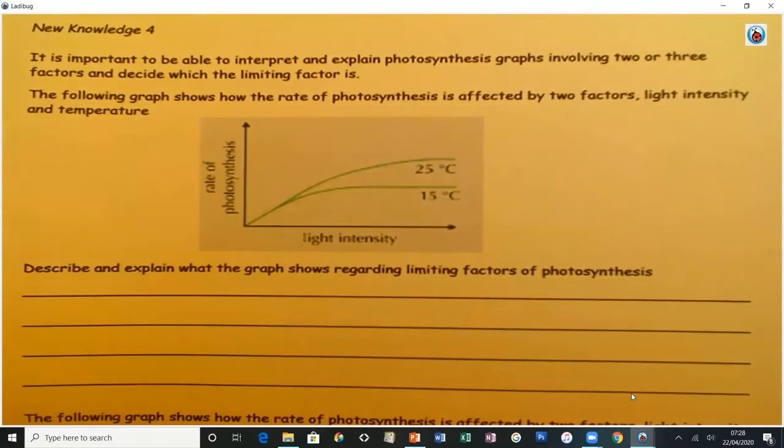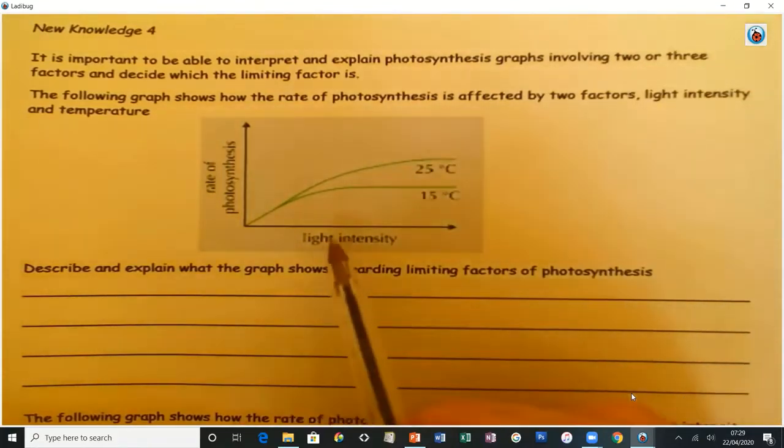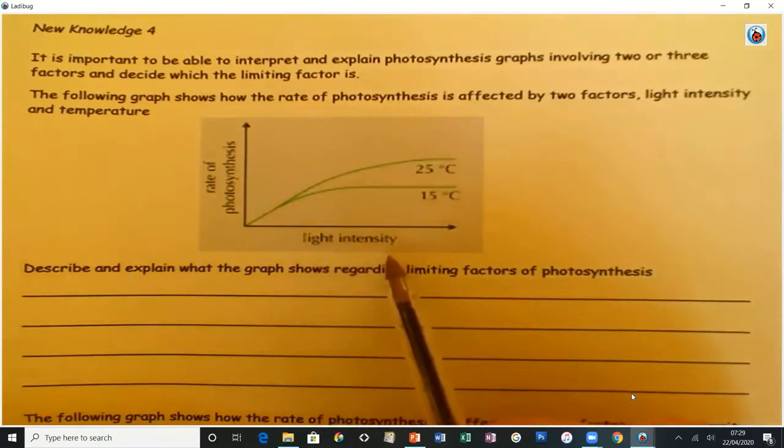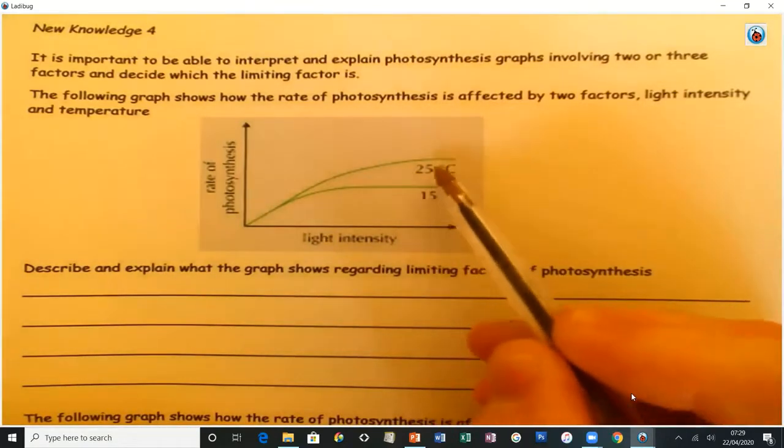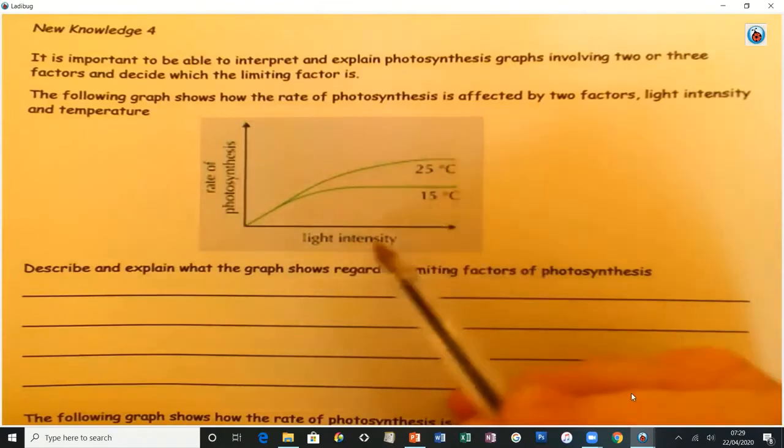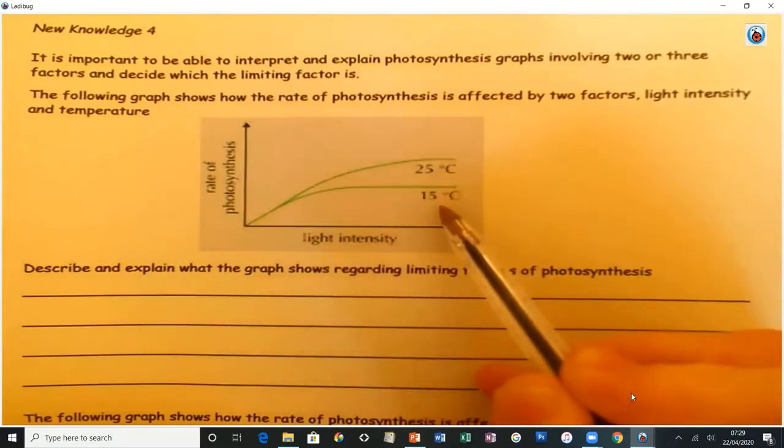In today's lesson, we are going to look at the importance of being able to interpret and explain photosynthesis graphs involving 2 or 3 factors, and then we're going to decide which factor is the limiting factor. So if we look at this first question, we've got a graph with a number of limiting factors. We've got light intensity, a bit like the graphs we had yesterday, but we've also got temperature. So we're looking at the effect of 2 different limiting factors, light intensity and temperature.